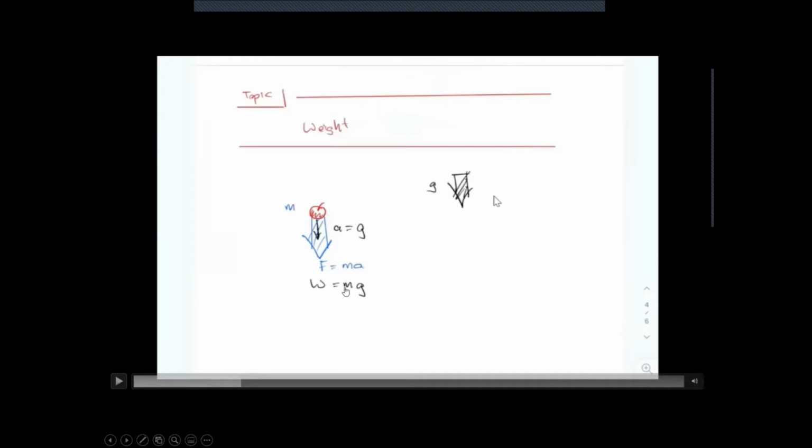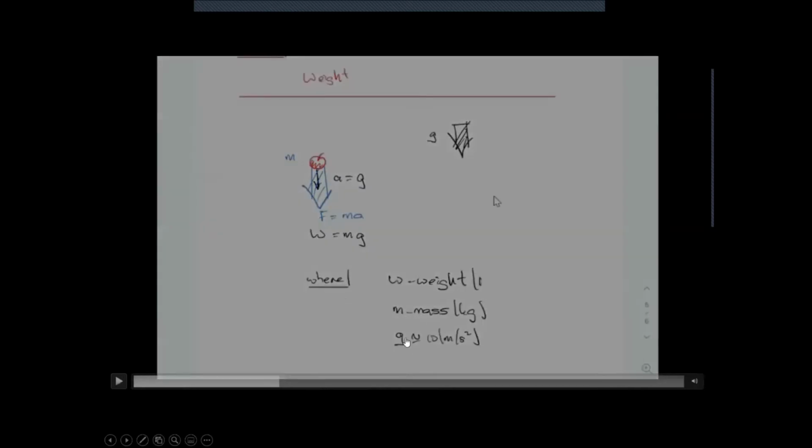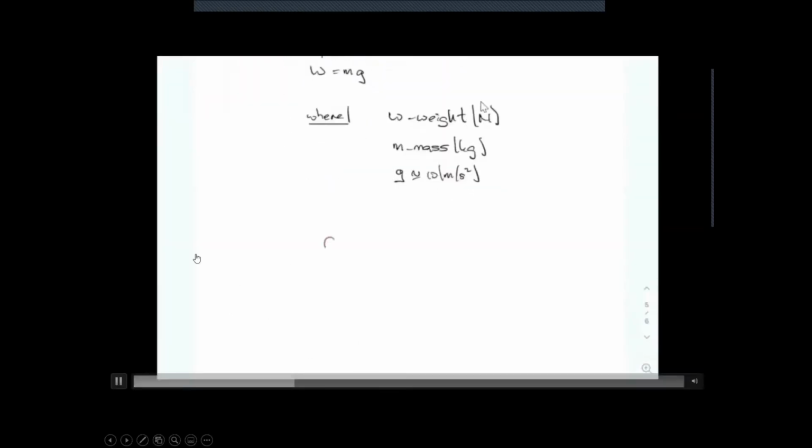The acceleration becomes g. This is the same mass, so this force becomes your weight. So the force of gravity is the same as your weight. W represents weight, m is mass, and g is roughly about 10 meters per second squared. So weight is the amount of force of gravity acting on this mass. It becomes the weight of an object.